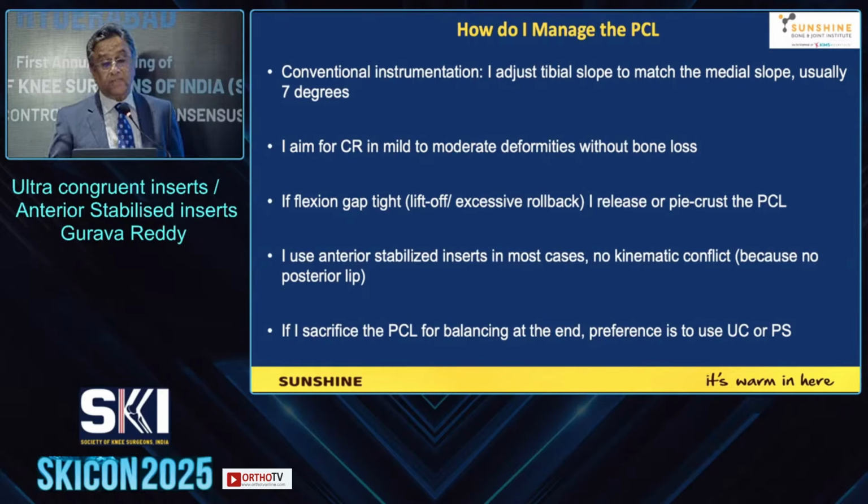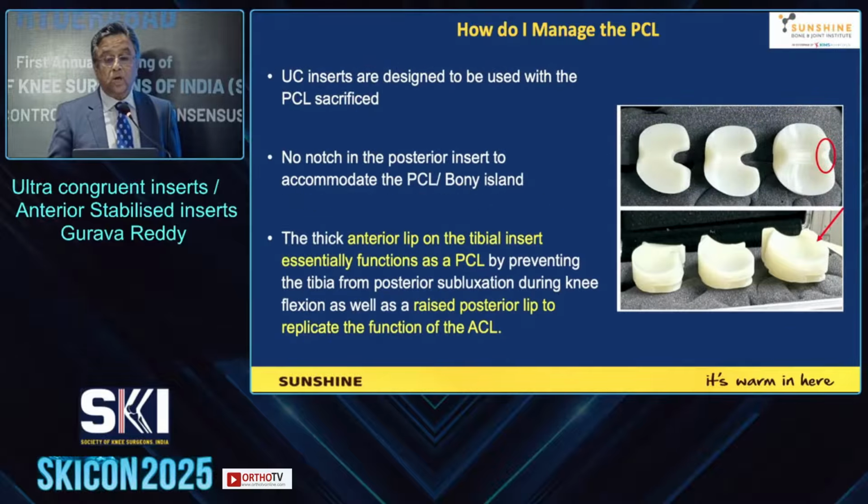If I sacrifice the PCL for balancing at the end, my preference is to use the ultra congruent. So how do I manage the PCL? Again, UC inserts are designed to be used with the PCL sacrifice. No notch in the posterior insert to accommodate the PCL or bony island.